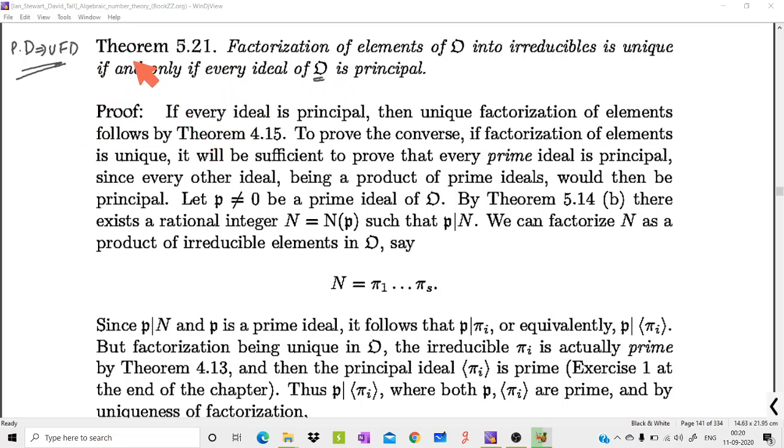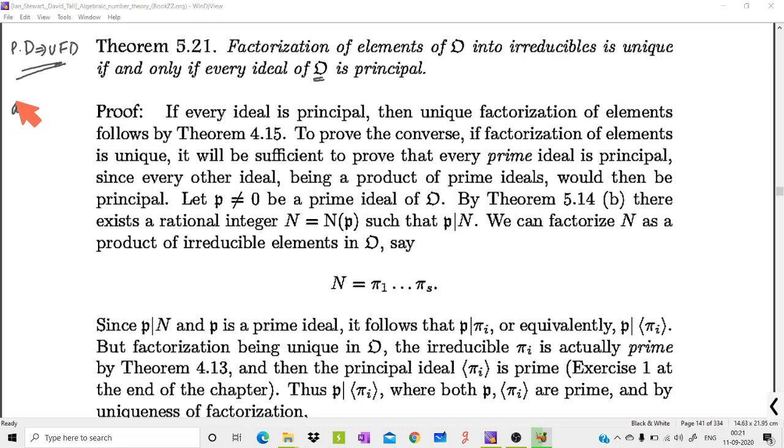One implication is always there. If O is a principal ideal domain, then every ideal is a principal ideal. Then, using the implication that we proved in, I think, theorem 4.15, O is always a unique factorization domain. To prove the converse, if the factorization of elements is unique, we need to show that every ideal is a principal ideal. In order to prove that every ideal is principal, we will prove that every prime ideal is a principal ideal.